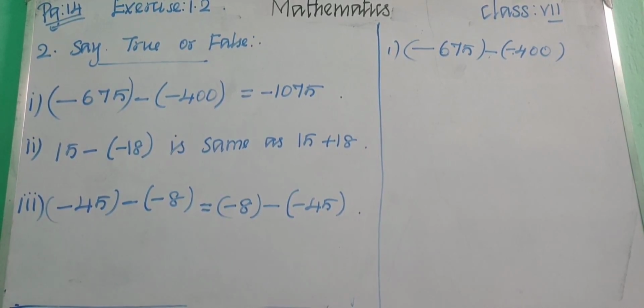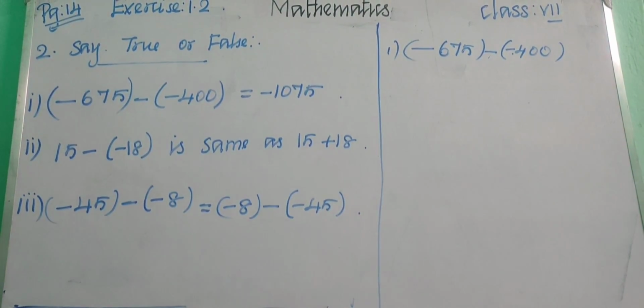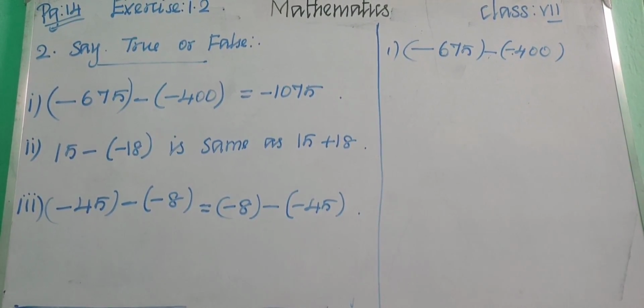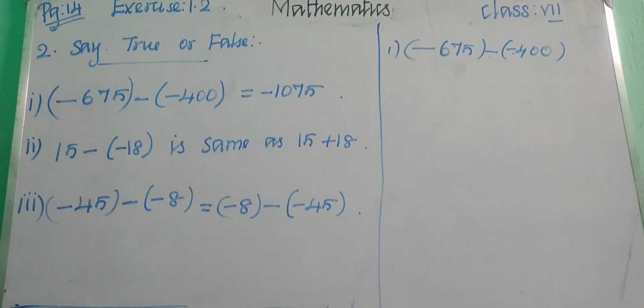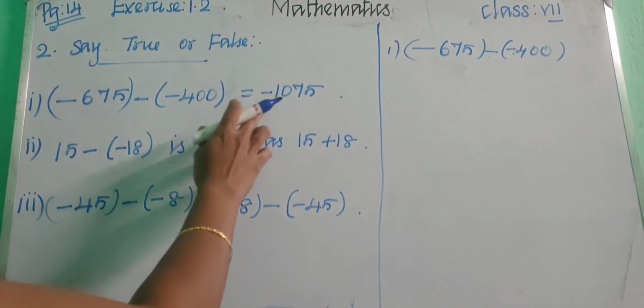Second one, say true or false. For true or false, just write the question and write the explanation in your notebook, and after that write the answer, true or false. So the first question: minus 675 minus 400 equal to minus 1075. Let us find whether it is correct or not.